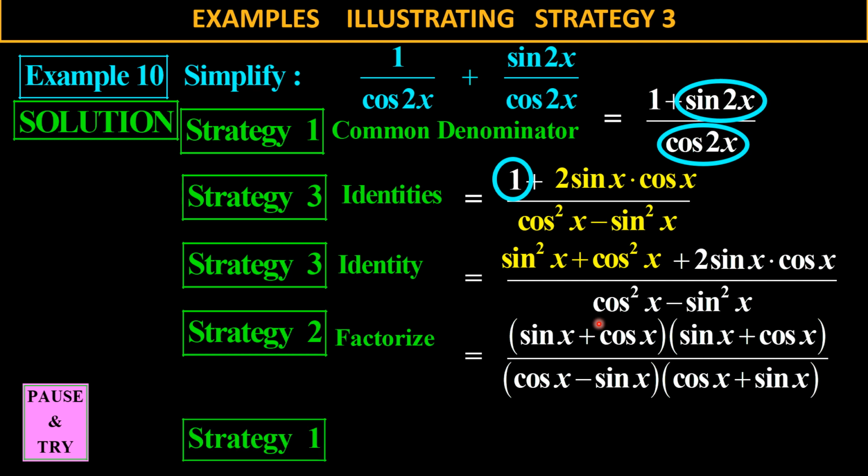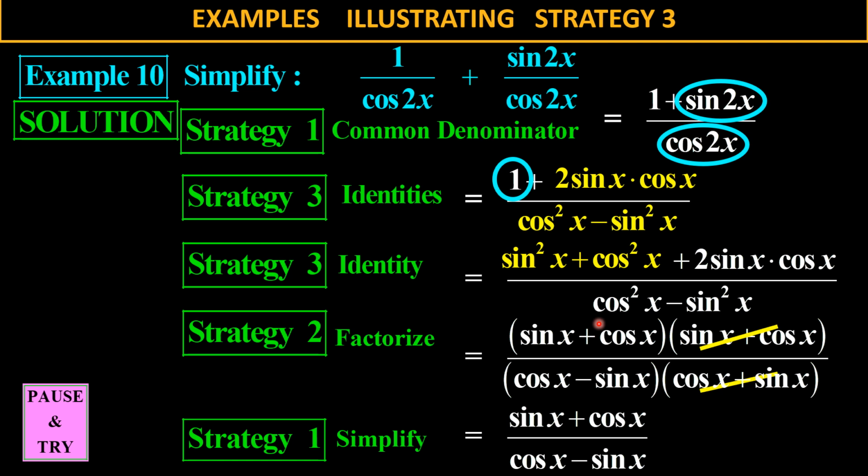And now, back to number 1, simplify. Here I notice simplification involves cancelling. And there I've got my answer: cos of x plus sine of x over cos of x minus sine of x. I can't go further with that. I can't cancel anything there. And there I've solved that.